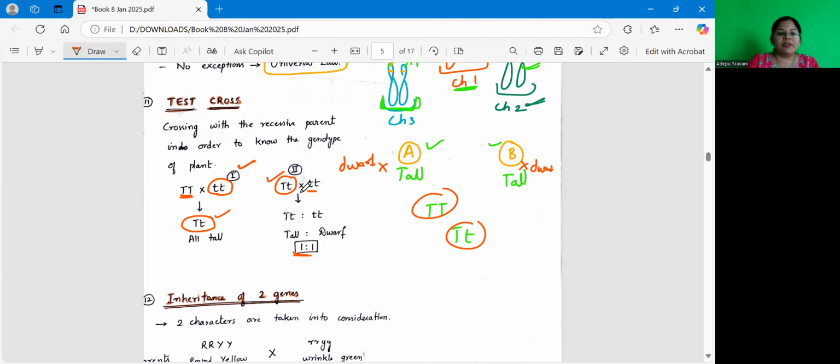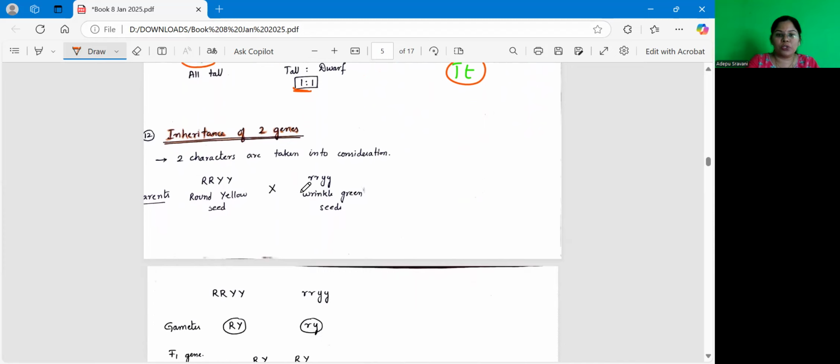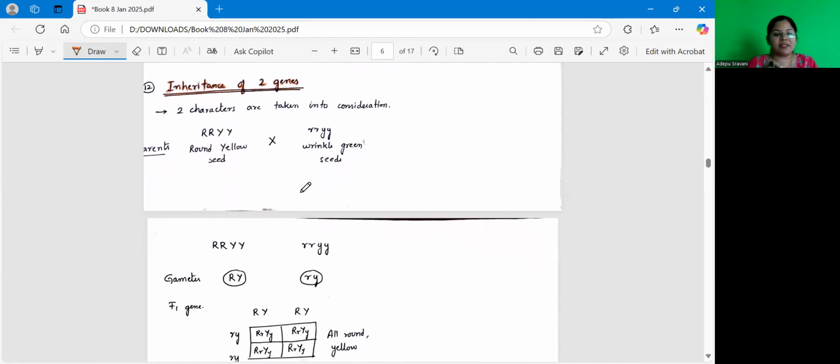Next, we'll talk about the inheritance of two genes. Till now, we have been discussing the inheritance of one gene, isn't it? Which was giving us the law of dominance and law of segregation also. Next, we'll talk about inheritance of two genes, which will give us the third law, that is independent assortment.